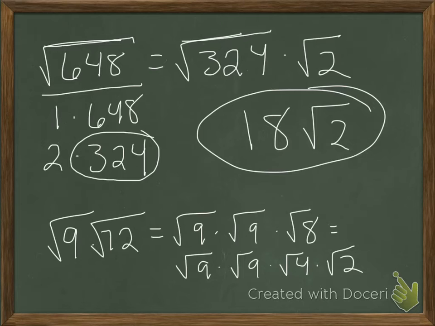I know that the square root of 9 is 3, the square root of 9 is 3, the square root of 4 is 2, and then a square root of 2 left over. So 3 times 3 is 9, times 2 is 18. Still gives me the same answer that I had before. So a couple of different ways that you could do that, just depending on how your brain works. And as long as you are looking for those perfect square factors, that's the goal, to find the perfect squares. And keep factoring until you don't have any other perfect squares left.